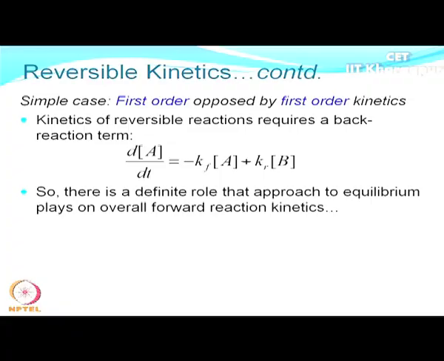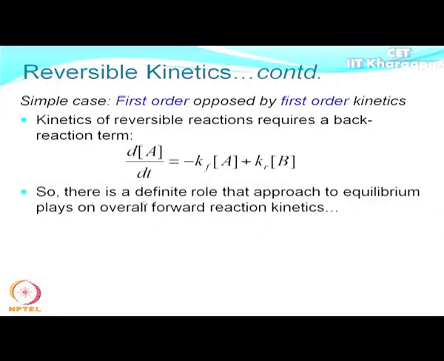So, for reversible kinetics, for a simple first order opposed by first order kinetics, the kinetics of a reversible reaction requires a back reaction. I mean, back reaction means a considerable amount of back reaction. Otherwise, if the back reaction is not to a considerable extent, then you will be seeing a net forward kinetics. Okay. So, for a reversible reaction you need to have a considerable amount of back reaction. So, there is a definite role that approach to equilibrium plays on overall forward reaction kinetics.